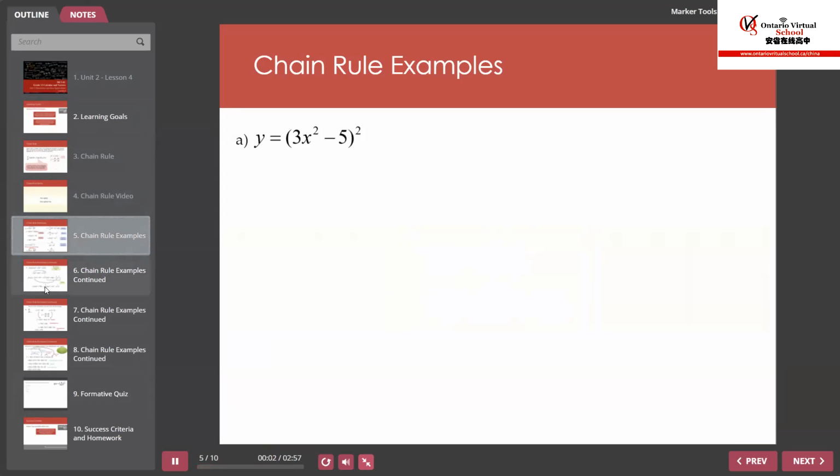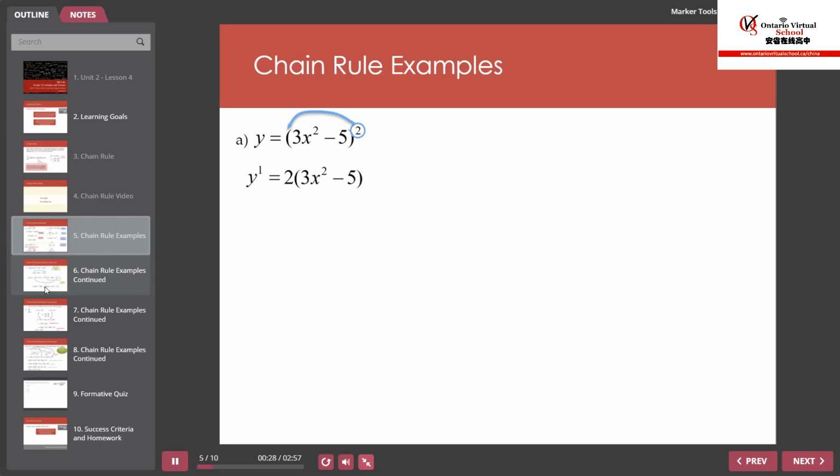So let's take an example. We have our function y is equal to 3x squared minus 5, all raised to the exponent 2. So again, what the chain rule is telling us, we take this exponent in order for us to find the y prime. Here is our exponent, multiply it out in front. Everything inside the bracket, notice, remains the same. And we have subtracted 1 from that exponent. 2 minus 1 gives us 1.